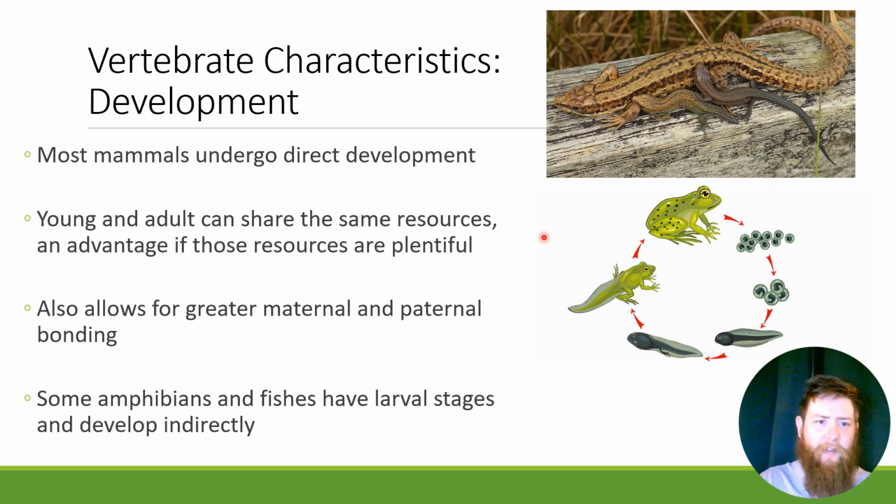And then things like amphibians and fishes sometimes do have larval stages, so they're indirectly developing. This guy lays these eggs, and these little larvae here look nothing like the adult frog. And this is the conclusion of 32.2.